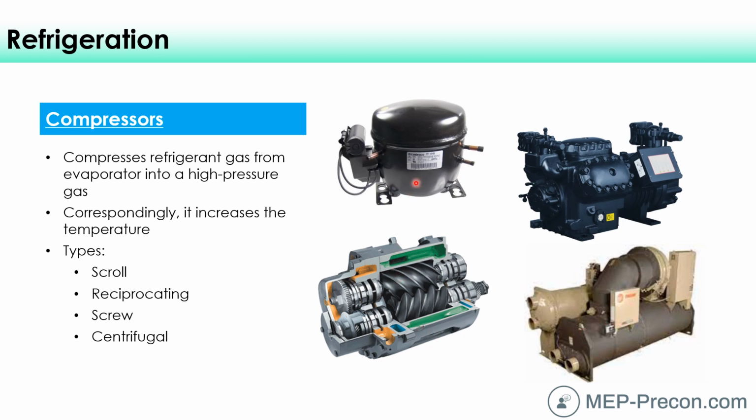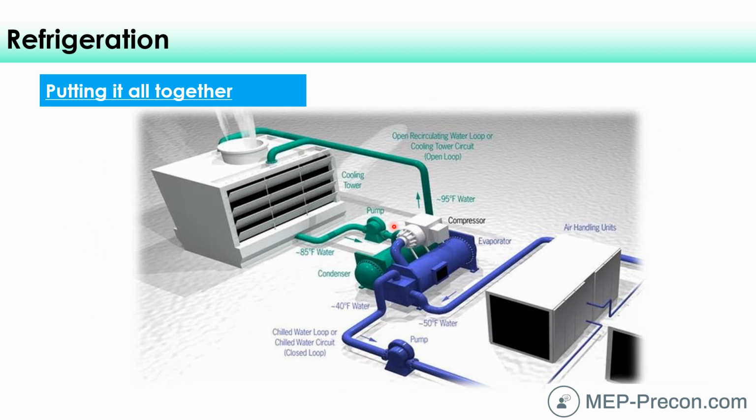All right, so those are the 4 types of compressors that you'll experience within the HVAC industry. Okay, let's put this all together here now. So here was that water-cooled chiller that we just saw in the previous slide. We have the evaporator barrel, we have the condenser barrel, and here's our compressor, our centrifugal compressor.